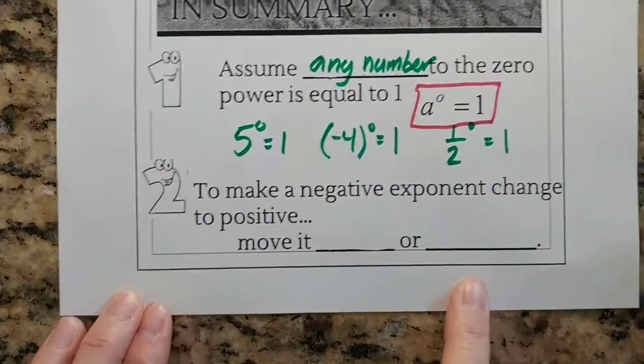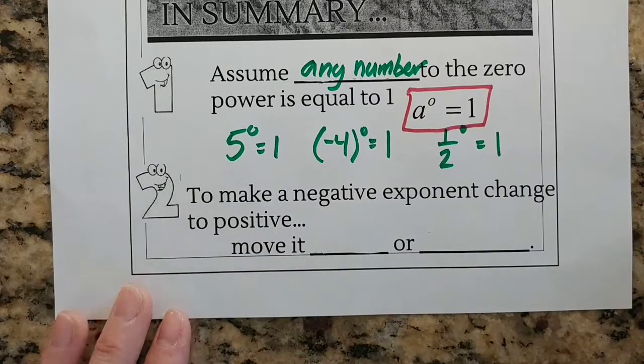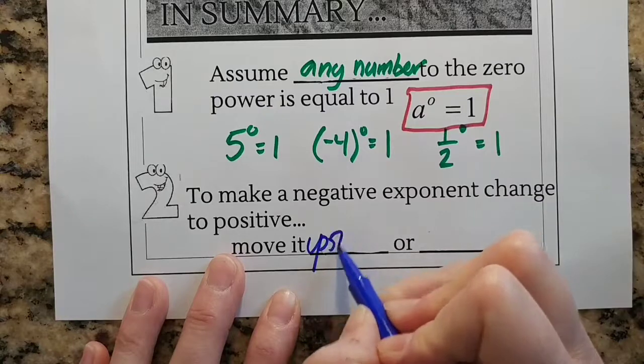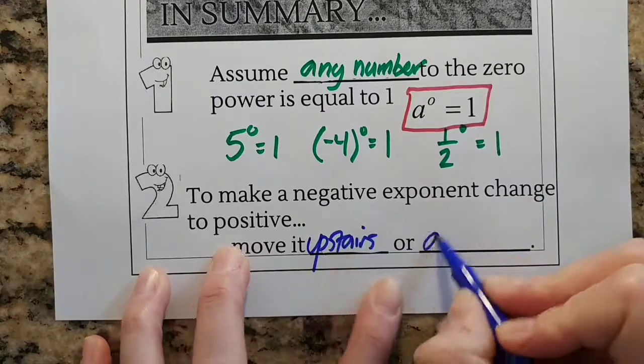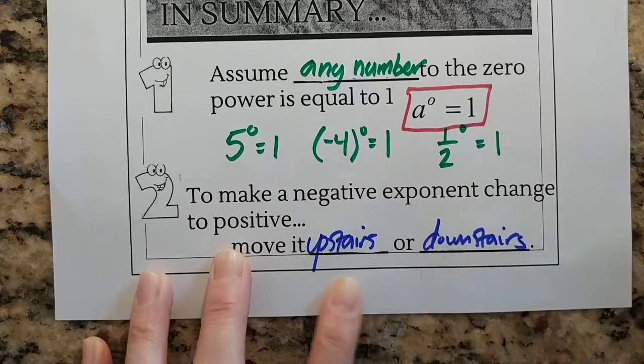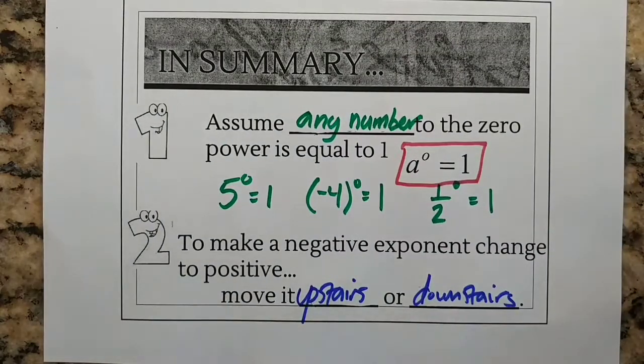Always assuming that that's the case, simplifying it like that. Then the negative exponent rule. To make a negative exponent change to positive, we move it up or down, upstairs or downstairs. You move it up or down, and it makes it positive. But remember, the base stays the same. So there's our 2 exponent rules for today.